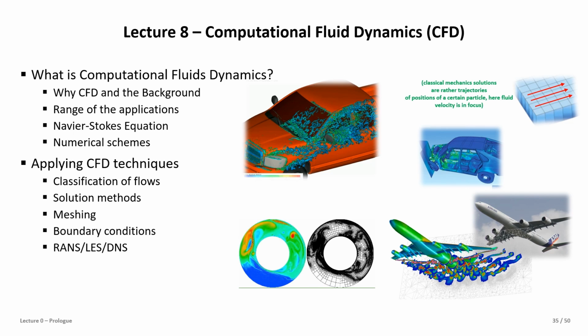We will have some tips about the boundary condition and its effect on the CFD problems. Then we will have an overview of the three main categories of CFD used in turbulent flow: Reynolds-averaged Navier-Stokes, large eddy simulation (LES), and direct numerical simulation (DNS).